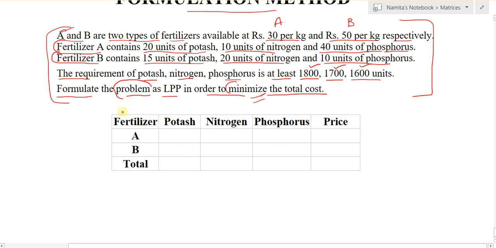Now first I have highlighted some important points, that is fertilizers. How many fertilizers are there? Two types, that is A and B fertilizer. Now fertilizer A contains potash, nitrogen and phosphorus and the price. So I have written fertilizer type, potash, nitrogen and phosphorus, and the price. Now what does fertilizer A contain? It contains potash. How many units of potash? 20 units. So write 20.